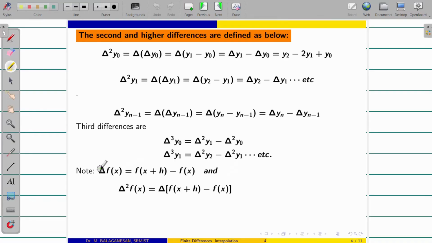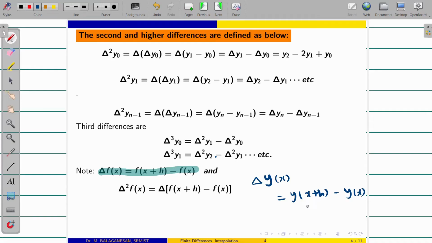Now I am going to define the concept for a function. Previously it was for arguments, now I am going to define it for a function. How to define it for a function? Delta y of x, or delta f of x, whatever you may write. Delta y of x is equivalent to, what is the next value? It should be x plus h. So it will be y of x plus h minus that value, y of x. That's it. If it is a function, this will be the concept. It will take place for MCQs.